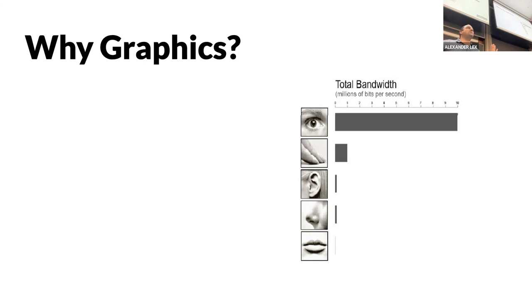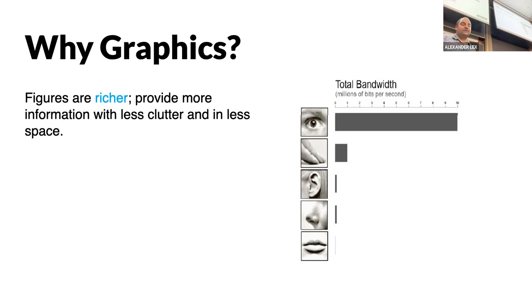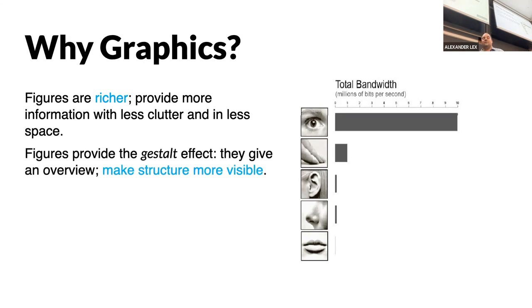Of course, this isn't absolute. We'll talk about the perceptual system, that in reality our vision is much more constructed than it appears to us. But generally, the visual system has the highest bandwidth of all of our senses. And figures are also richer. They provide more with less clutter and in less space than the alternatives. They provide what's called the Gestalt effect. They give an overview and they make structure visible.